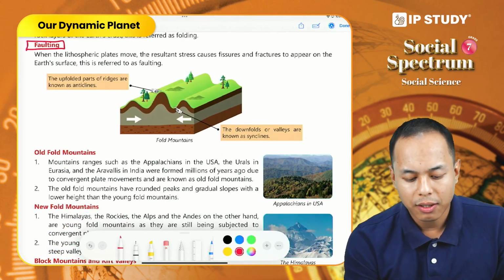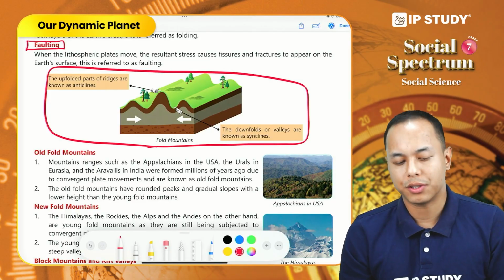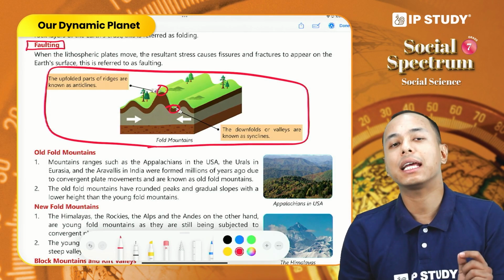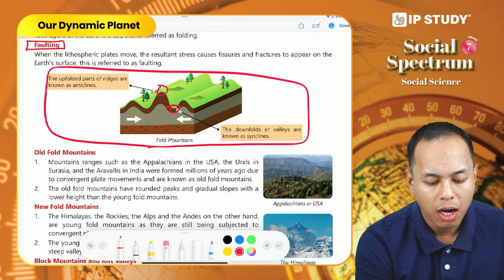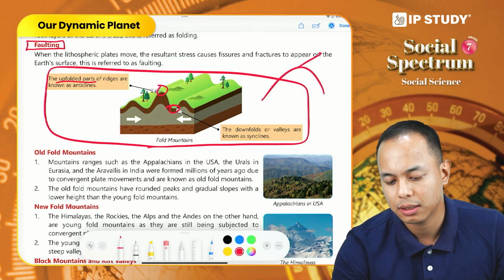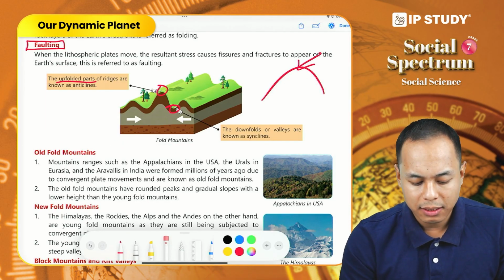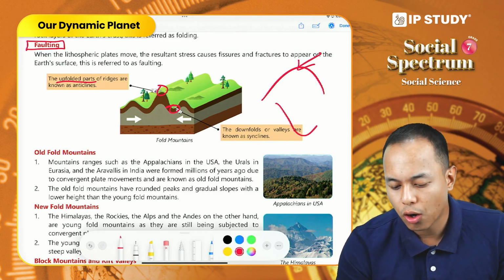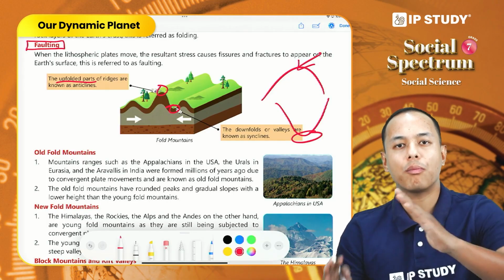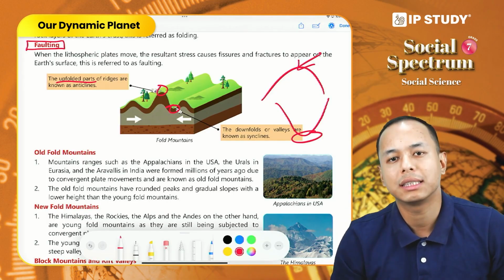So if you look at the diagram of the fold mountain here, we can see two important features. First one is anticline, second one is syncline. So what are anticlines and synclines? Anticlines are the upfolded part of a ridge or a mountain. This portion is anticline, and syncline, this portion is the downfold, exactly the opposite. This top portion is anticline, and this portion is syncline.